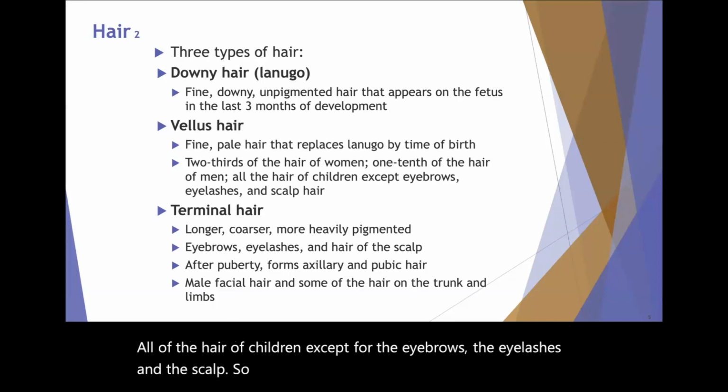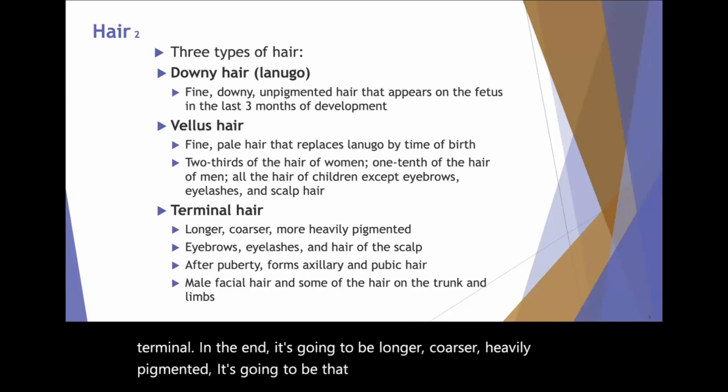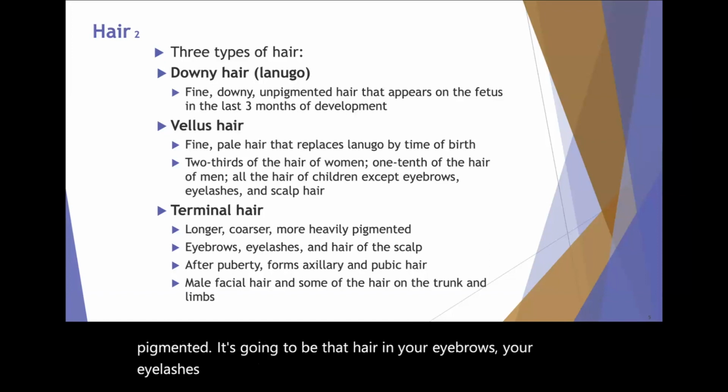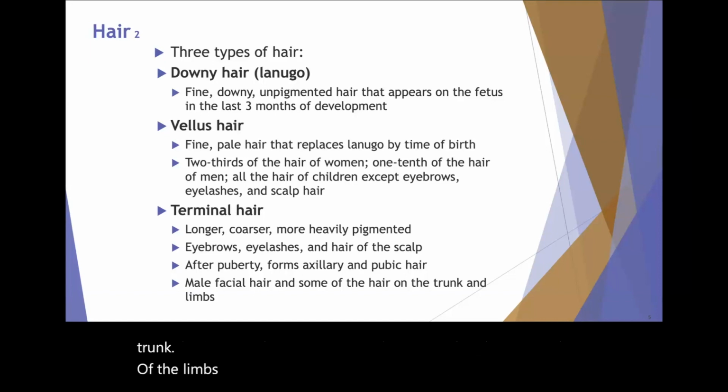So terminal hair. Terminal hair, just like it says terminal, in the end, it's going to be longer, coarser, heavily pigmented. It's going to be that hair in your eyebrows, your eyelashes, the scalp. It's going to form in the axillary and the pubic area after puberty. Your male facial hair, sometimes the hair on the trunk and the limbs also.